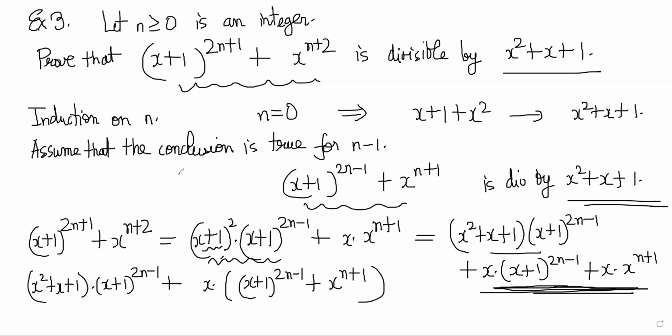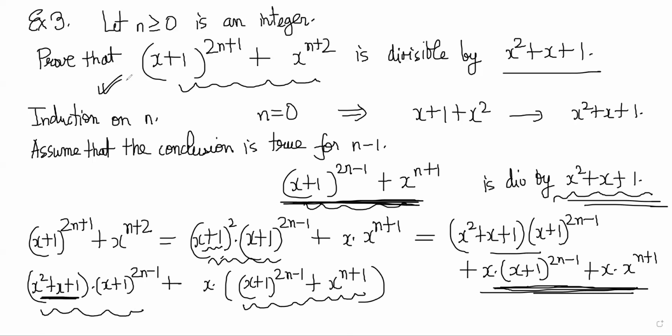Now, from our induction hypothesis, we know that (x+1)^(2n-1) plus x^(n+1) is divisible by this. So this factor is divisible by x squared plus x plus 1. And obviously, this factor is clearly divisible by x squared plus x plus 1. So basically, that means that our overall thing is divisible by x squared plus x plus 1, which completes the induction. And therefore, we have established the conclusion for n. And the statement, therefore, must be true for all possible n. So that finishes off our proof, right?